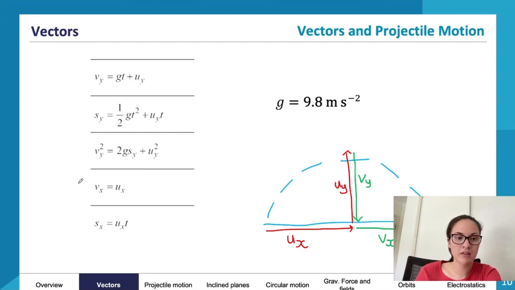Yeah, and then one key thing here to remember that people always tend to forget when doing questions is that Vx is equal to Ux, okay, because that horizontal velocity never changes. And yeah, I'm pretty sure that's it for those. If you have any questions, pop them into the chat if you're not sure about any of these.